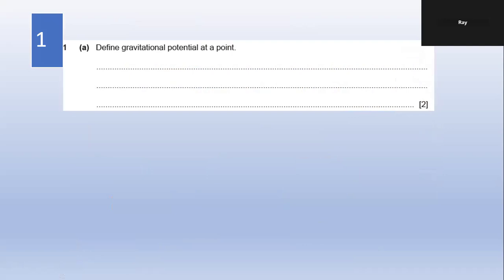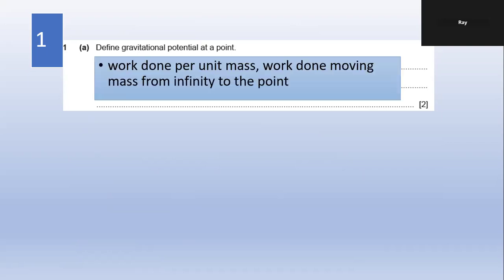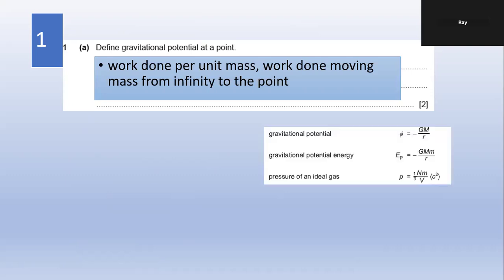Define gravitational potential at a point. Force directly proportional to, no, sorry. Work done per unit mass in moving a mass from infinity to the point. Okay. Work done per unit mass in moving the mass from infinity to the point. Right? And the equation is from the formula sheet.